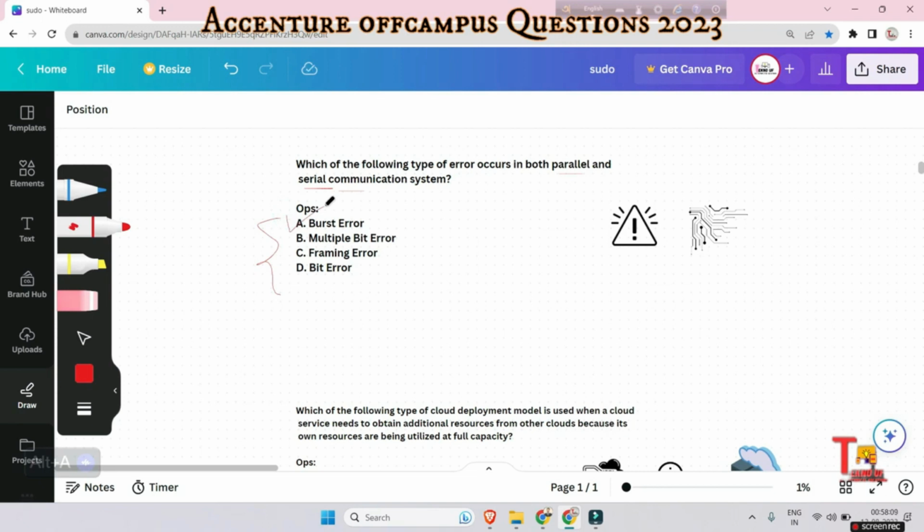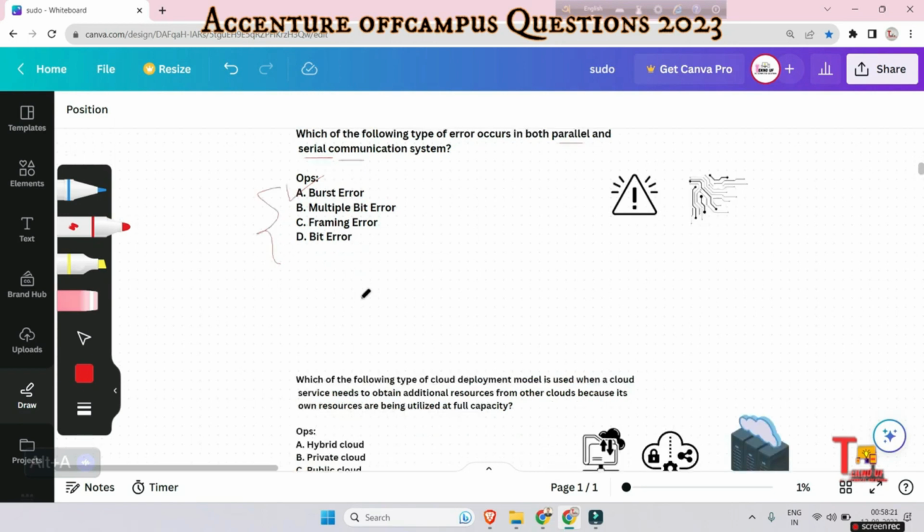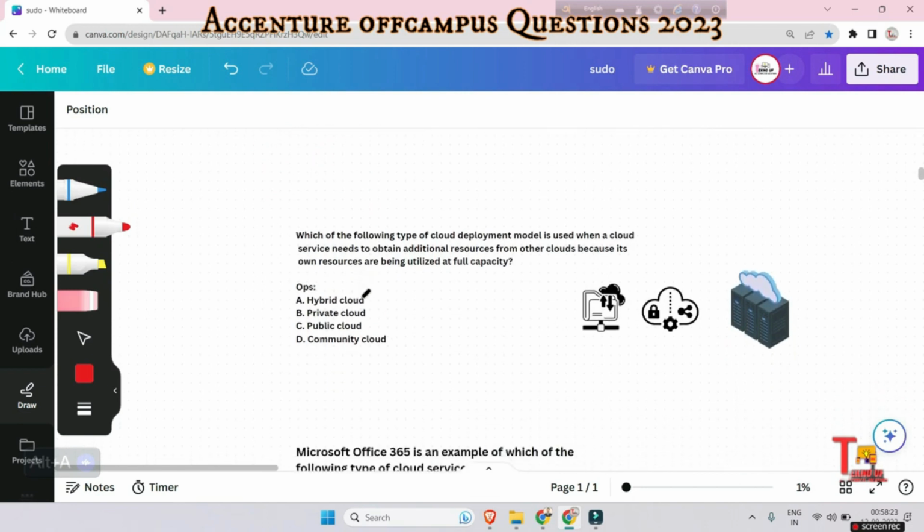Burst error is the type of error that occurs in both parallel and serial communication systems, where consecutive bits are actually affected by noise and interference, right? So let's go to the next question.